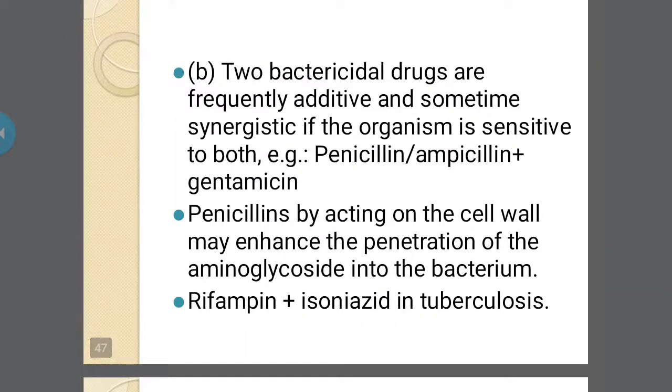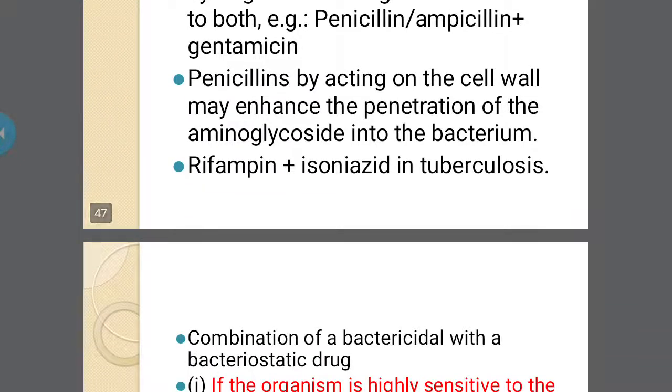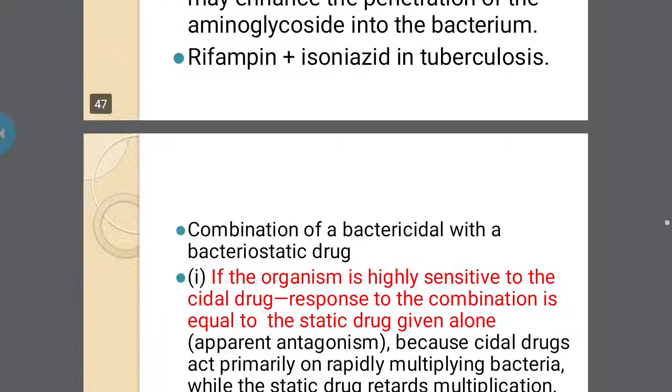And two bactericidal drugs are frequently additive and sometimes synergistic if the organism is sensitive to both, like penicillin plus gentamicin. Penicillin is a beta-lactam and gentamicin is an aminoglycoside. As one is damaging the cell wall and the other the cell membrane, they are frequently synergistic. And penicillin, by acting on the cell wall, may enhance the penetration of the aminoglycoside into the bacterium. Rifampicin and isoniazid is another example. This combination is commonly used in tuberculosis.